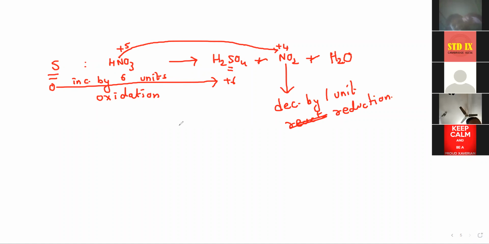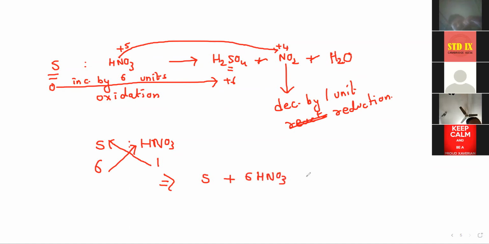Okay, so sulfur and HNO3. Basically the change in oxidation number will be 6 in this case and 1 in this case. So now just cross multiply. You are getting here 1 S or simply 6 HNO3. Come to the other side, how do we get that 6? Because there is a change of 6 in oxidation number. Sulfur increased by 6 units.